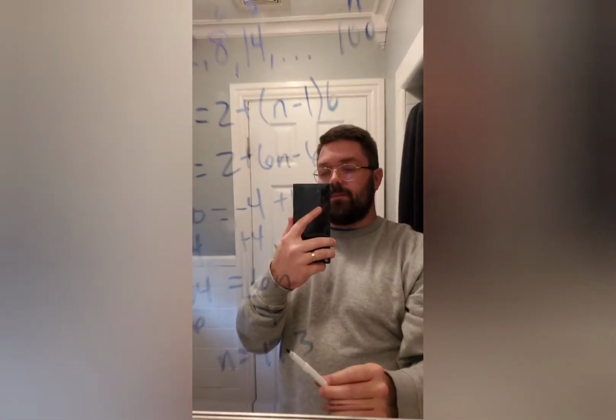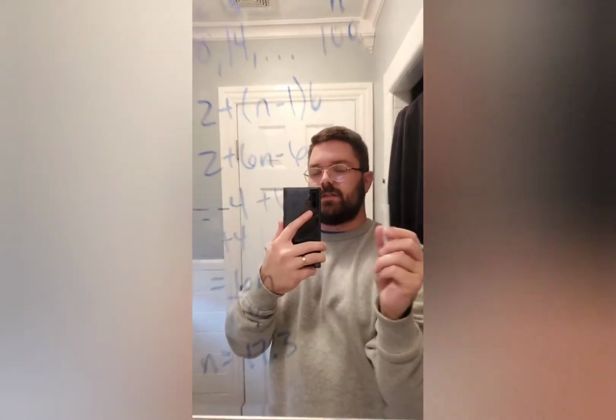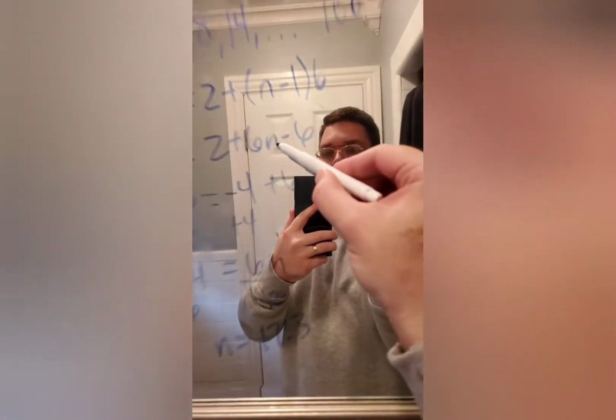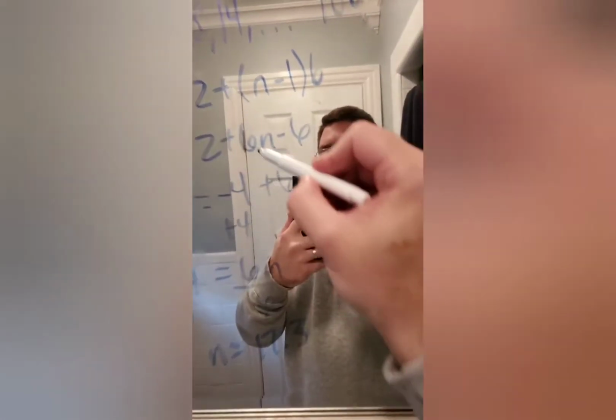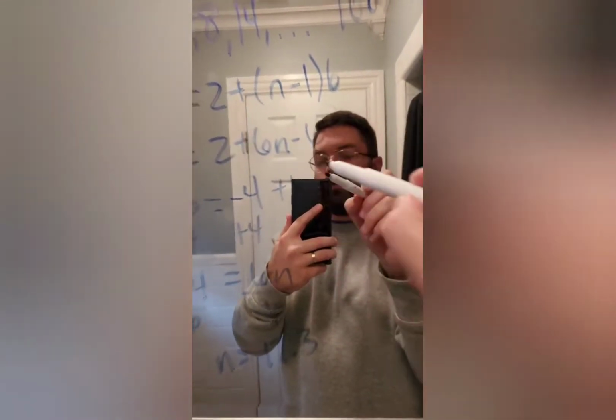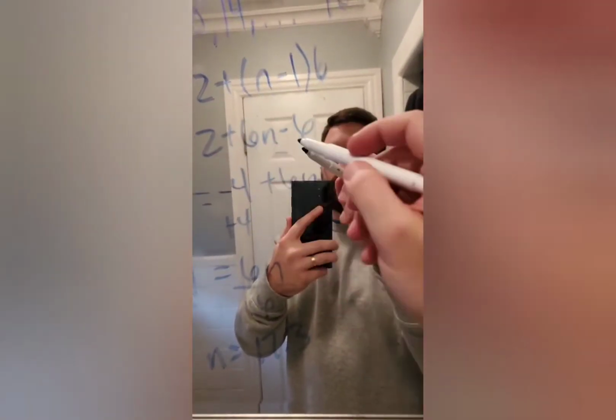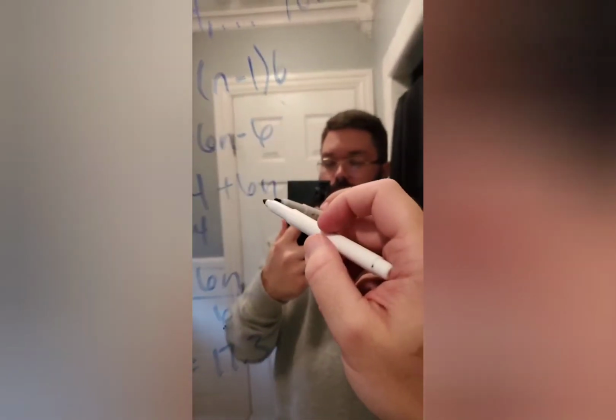At this point, I want to combine my like terms, which are 2 and negative 6. They're like terms because they don't have a variable like this guy. So these two go together, and this one stays all the way by itself. So real sad for it. And then so 2 minus 6 is negative 4, and our 6n is still over here.